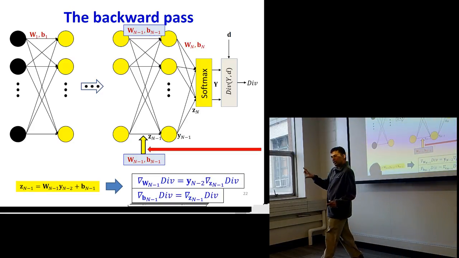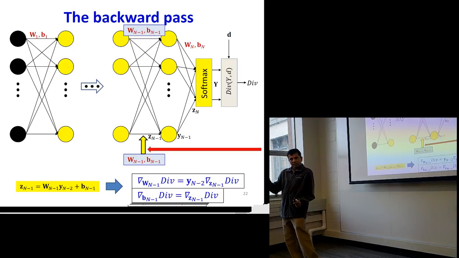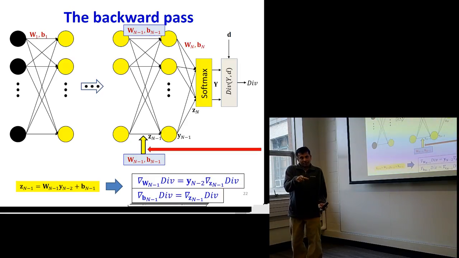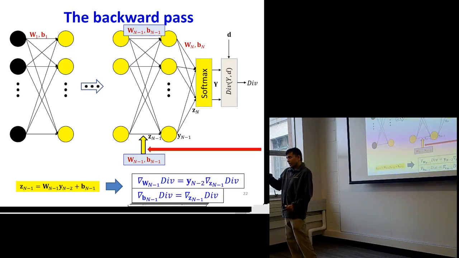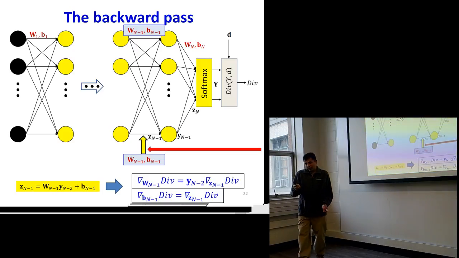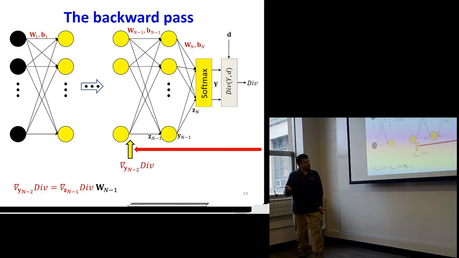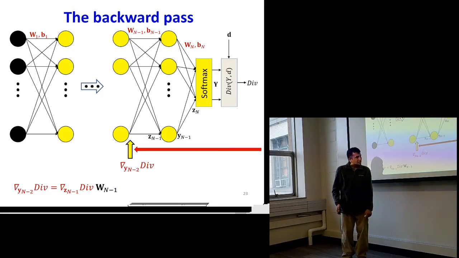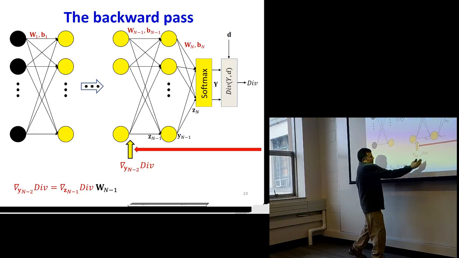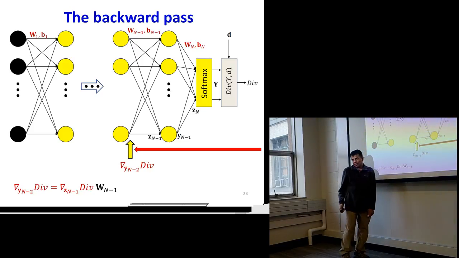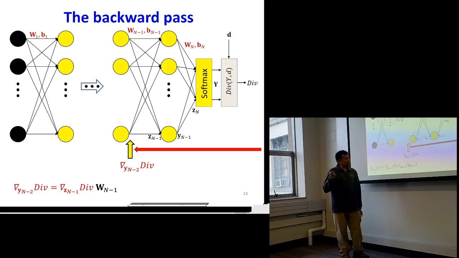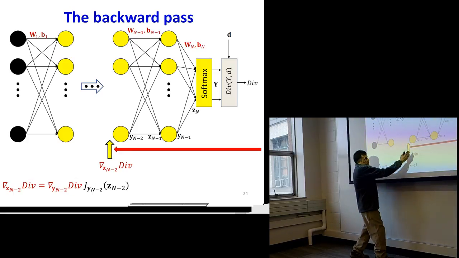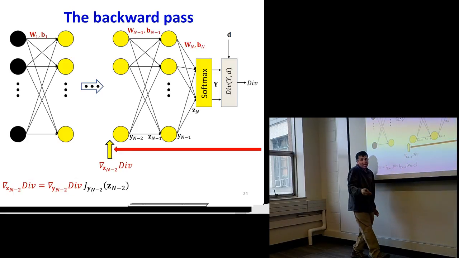And once again, you can check that the dimension fits. Correct? So that working, guys? Perfect. Then I can compute the derivative of the divergence with respect to the output of this layer, which is simply going to be this derivative times the weight. Then I can compute the derivative with respect to the input, which is going to be the derivative with respect to y times the Jacobian, and so on.